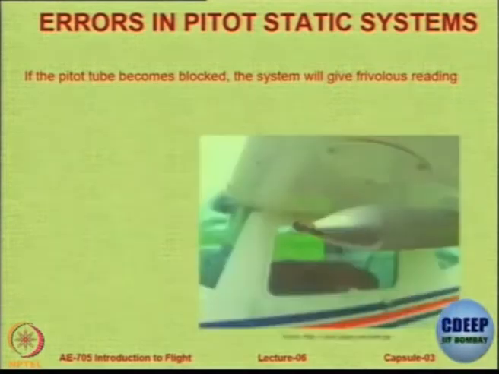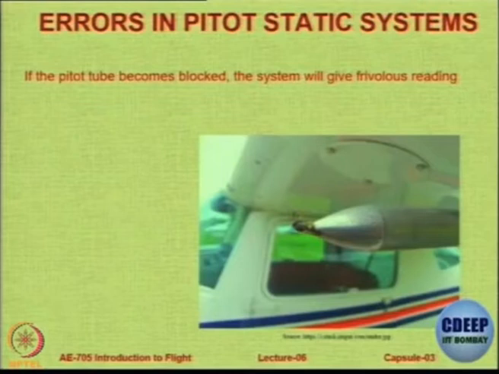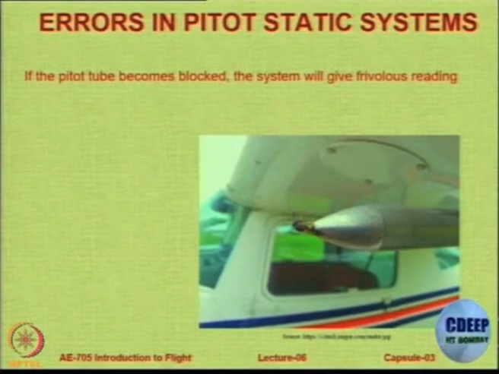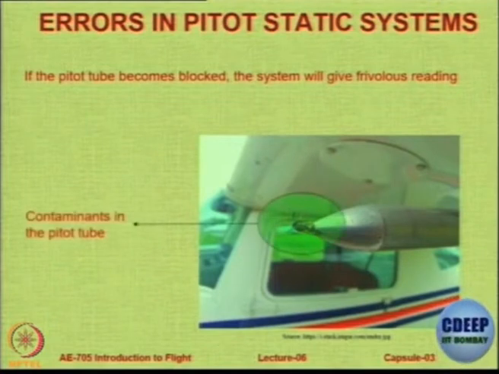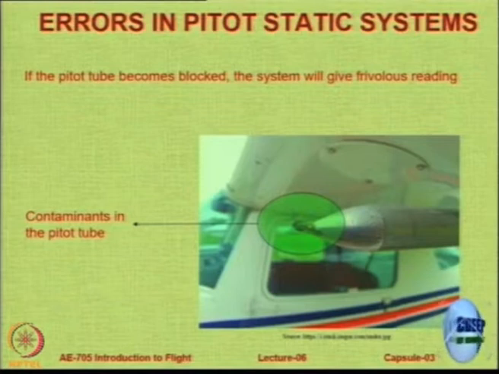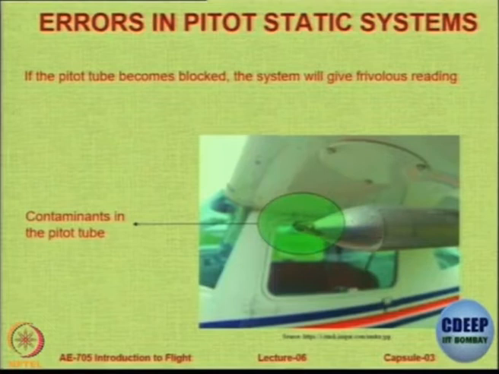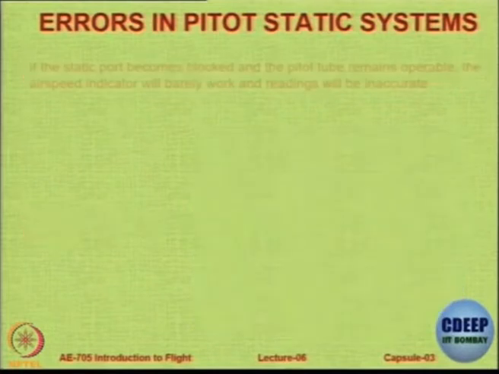So this is a real life example of a wasp getting sucked inside or getting stuck in the intake of the pitot-static tube. So now the total pressure is blocked. So it could be contaminants because of ants, bees, wasps, etc. It could be because of some dirt, or during maintenance of the aircraft, if the technicians are not very careful and they leave some oil or some other things which coagulates, anything can cause a blockage.